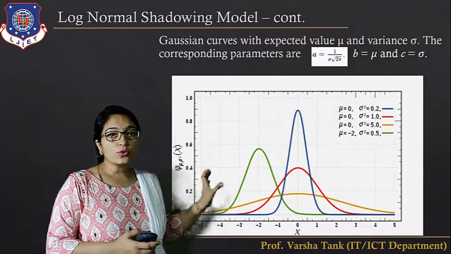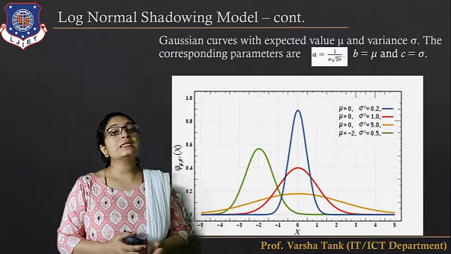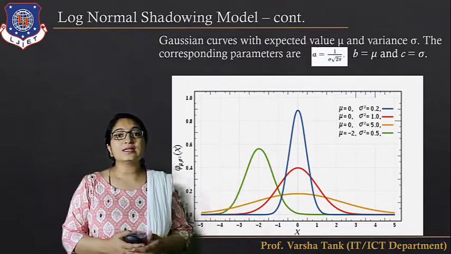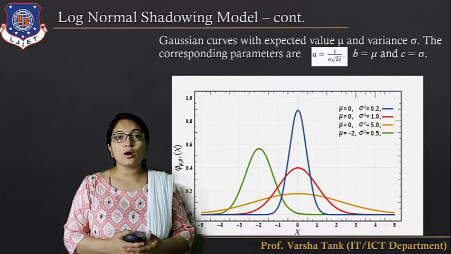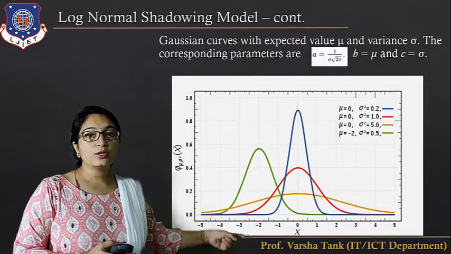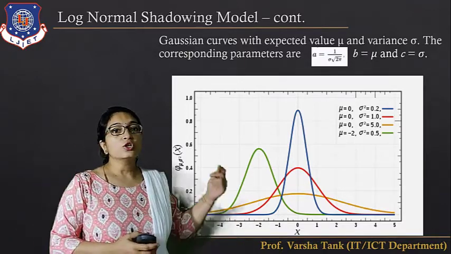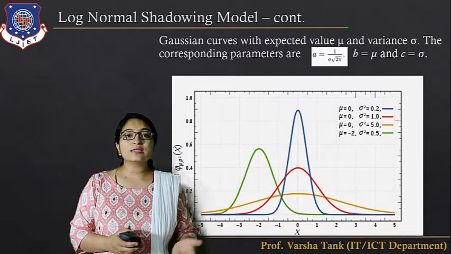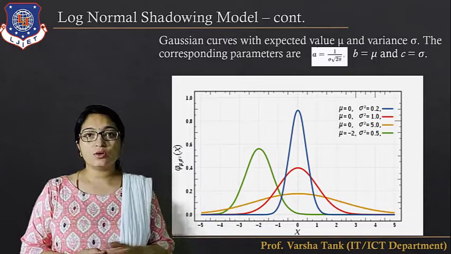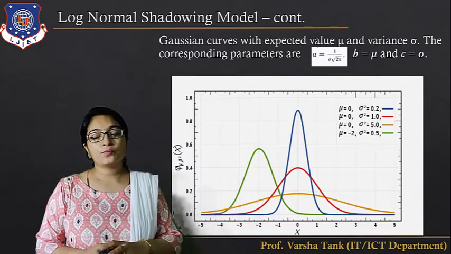This chart shows you, for different values, that if mu is equal to 0 and sigma is equal to 0.2, then the signal is defined as the blue curve. If nu is equal to 0 and sigma is equal to 1.0, then you can see it in the red curve. In this way, if the value of nu is different and the value of sigma is different, you will get a different Gaussian distribution chart. We can say it is a Gaussian curve.